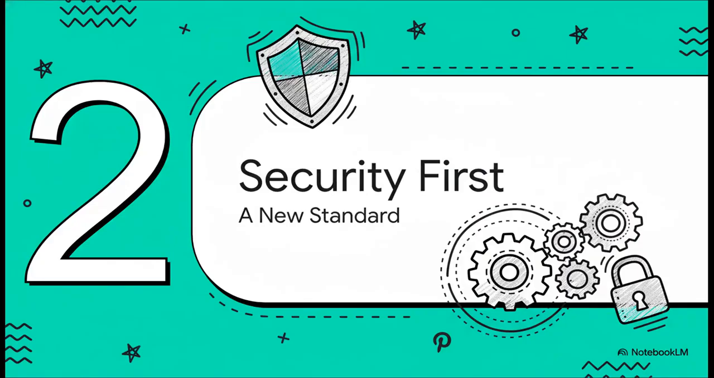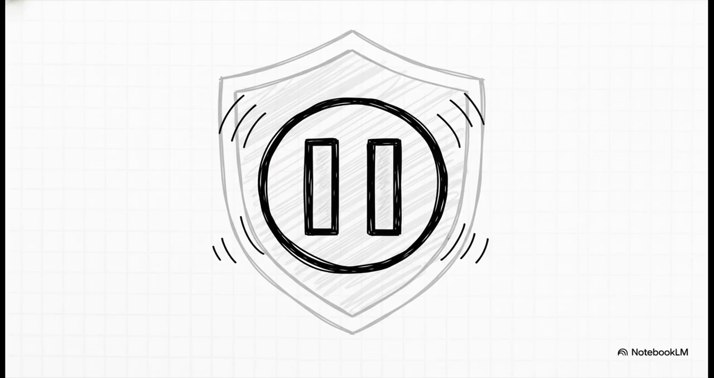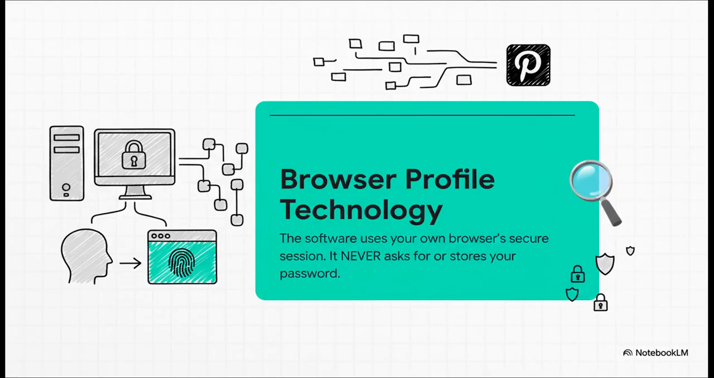Okay, but whenever you talk about a third-party tool, there's always a huge elephant in the room: account security. So before we go any further, let's tackle that head-on. Seriously, let's just stop for a second, because a lot of automation tools have gotten a really bad rap, and for good reason, when it comes to how they handle your login info. This software was apparently built from the ground up to solve that exact security problem. It does this using something called browser profile technology.